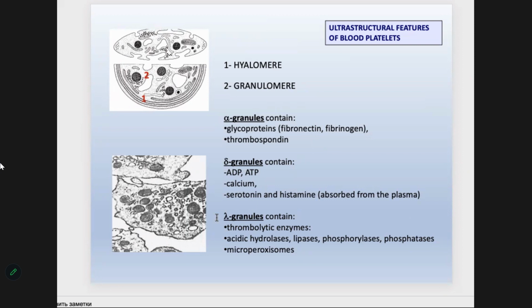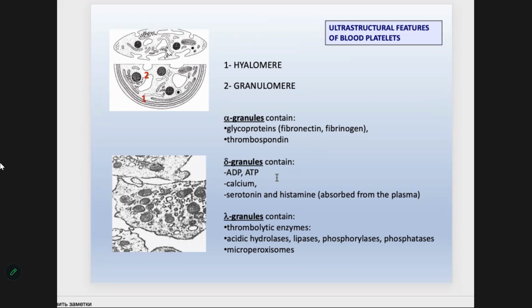And the smallest granules of the platelet are named lambda granules. Lambda granules are a sort of lysosomes. These granules house the thrombolytic enzymes for the lysis of thrombus and other biologically active substances, different lysosomal enzymes, acidic hydrolases, lipases, phosphorylases, phosphatases, and other lysosomal enzymes.